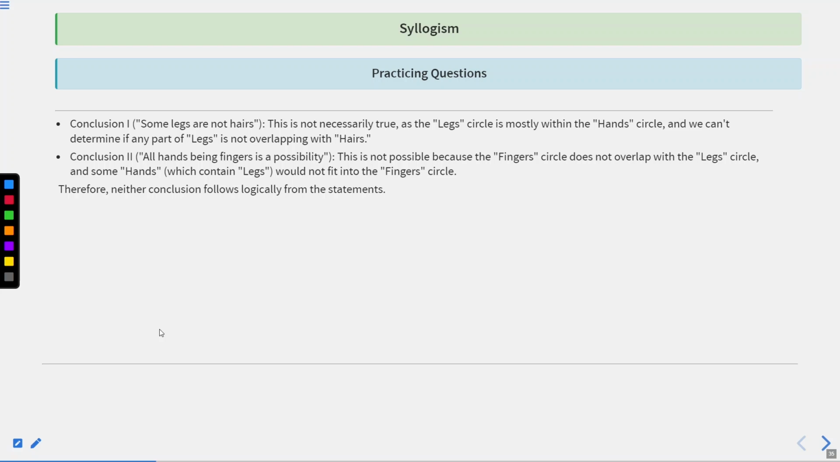Okay. Conclusion 1: Some legs are not hands. This is not necessarily true, as the leg circle is mostly within the hand circle, and we cannot determine if any part of the legs are not overlapping within the hands. Correct? Second is, all hands being fingers is a possibility. This is not possible because the finger circle does not overlap the leg circle, and some hands which contain legs would not fit in the finger circle.